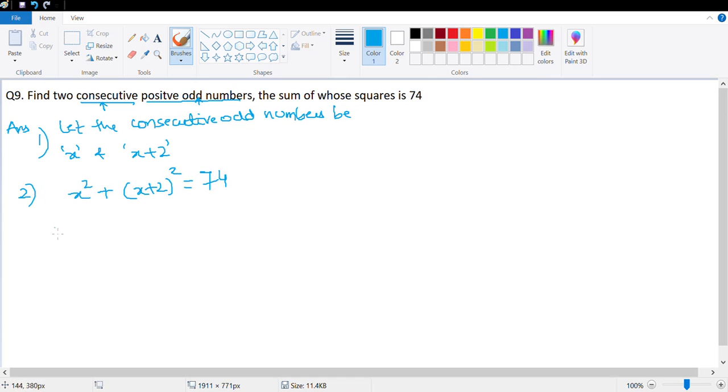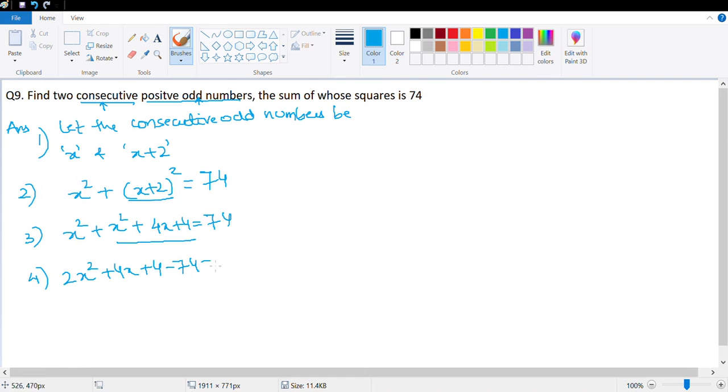Now this would turn out to be a simple quadratic equation. x square plus x square plus 4x plus 4 is equal to 74. This is a plus b whole square, a square plus 2ab plus b square. That's correct. So this is 2x square plus 4x plus 4 minus 74 is equal to 0. 2x square plus 4x minus 70 is equal to 0. All elements have 2 in common. So let's divide this whole equation by 2 and I get x square plus 2x minus 35 is equal to 0.